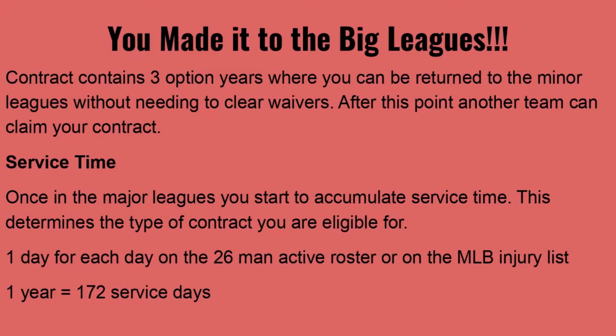Next up, let's say a player has been placed on the team's 40-man roster and they've officially made it onto the 26-man roster. They made it to the big leagues. Once a player makes it to the major leagues, there are some other key things to keep in mind with their contract. Their contract contains 3 option years. These are years where a player can be returned to the minor leagues without needing to clear waivers. After this point, another team can claim your contract.